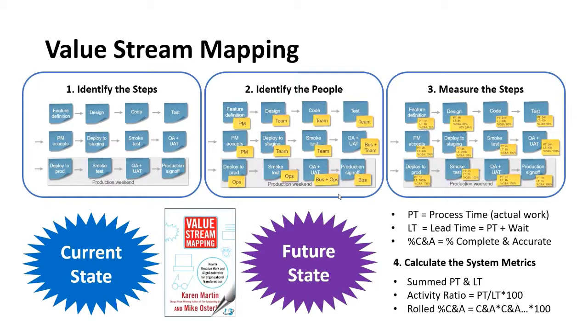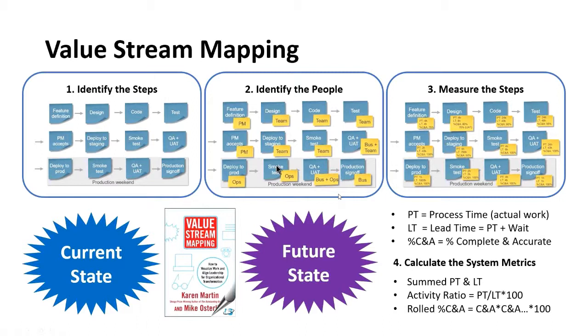You will see that both the activity ratio is a very low number, so where you're starting out at, and so will be the rolled percent complete and accurate. Don't be dismayed by that. The benefit of doing this is to see where you're at. You have to understand where your current state is before you can then think about what the future state should be. So this is the first step, is the current state.